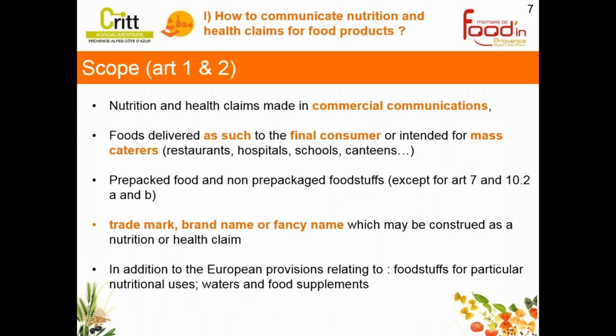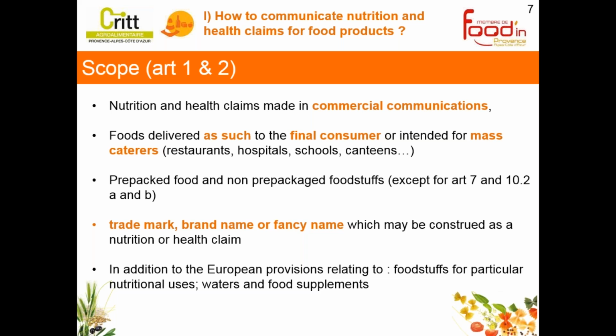This regulation applies to nutrition and health claims made in commercial communication, which are delivered as such to the final consumer or mass caterer, such as restaurants, hospitals, schools, canteens, and similar. This regulation applies to prepacked and non-prepackaged foodstuff. For the latter, Article 7 and Article 10.2.a and b shall not apply.